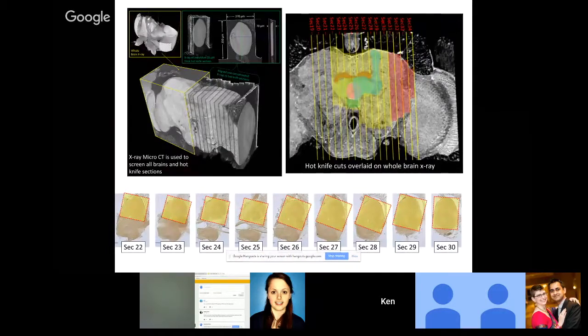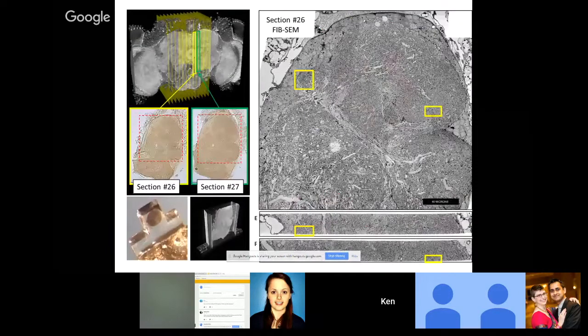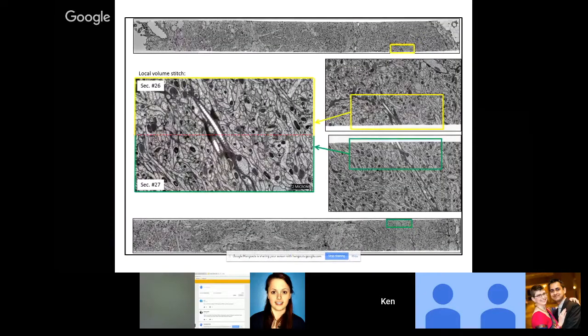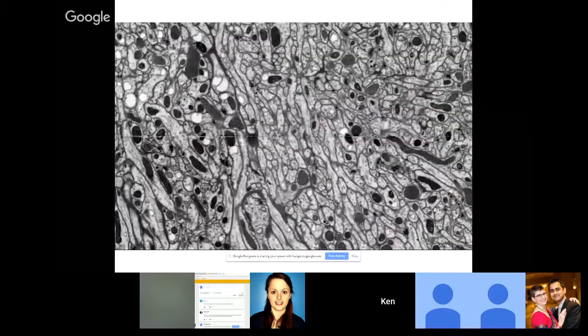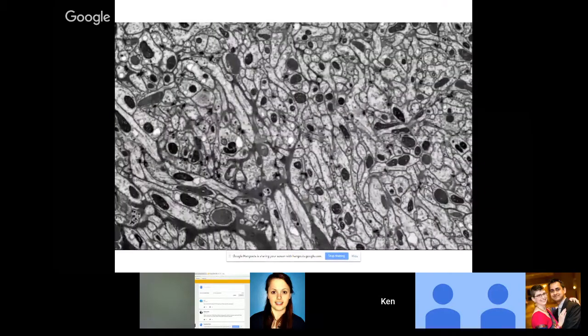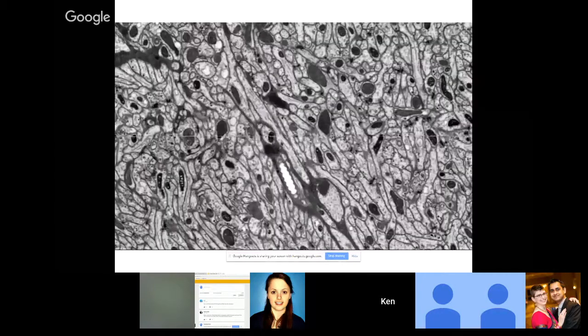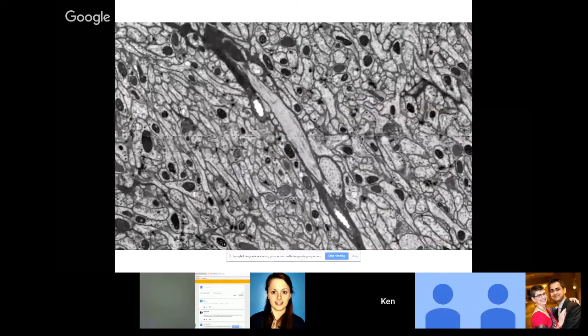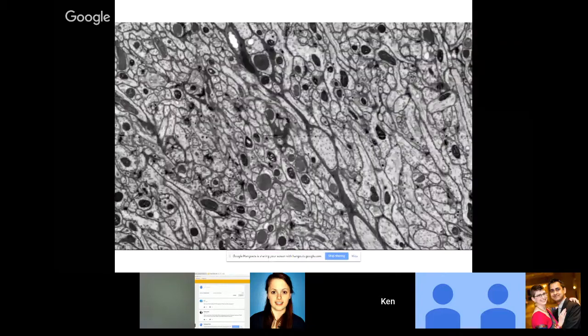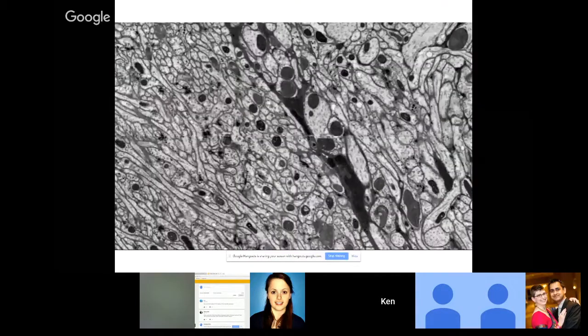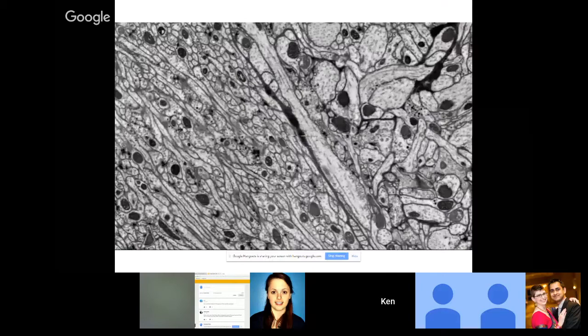I've been cutting whole fly brains using this technique. And the individual sections are then imaged across multiple FIB-SEM machines in parallel. And the individual imaged sections are then computationally flattened and stitched back together to create a full volume. This is a zoom-in movie on one such stitch between two separately imaged hot knife thick sections. You can see that there is a boundary right down the middle where there's a stitch line. You can see that the neuronal processes are easily traced across this cut.